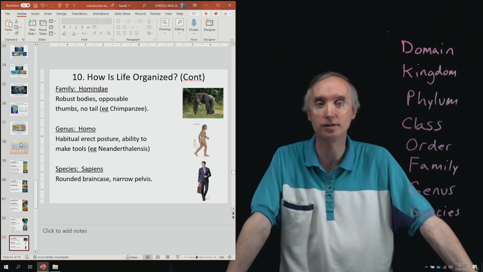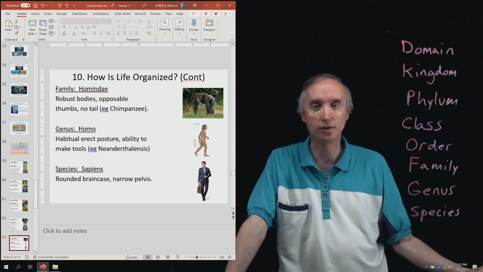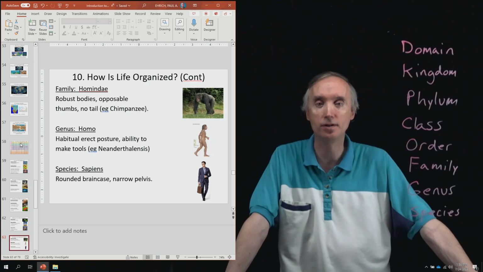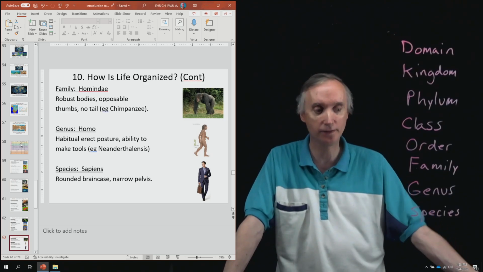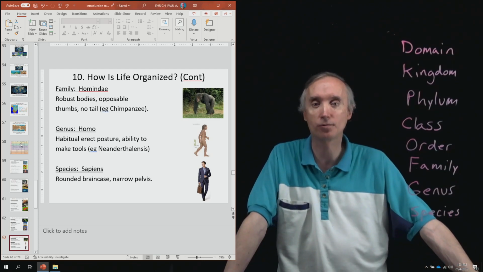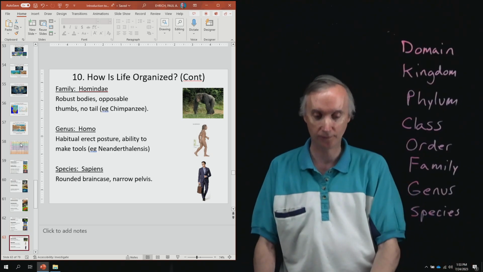such as a chimpanzee. And then it's in the genus Homo, so it is habitually erect, so it stands erect, and has the ability to make tools, like the Neanderthals. And then finally, the species is sapiens, meaning that it has a rounded brain case, a narrow pelvis, and the ability to wear business suits. So that's what we belong to.